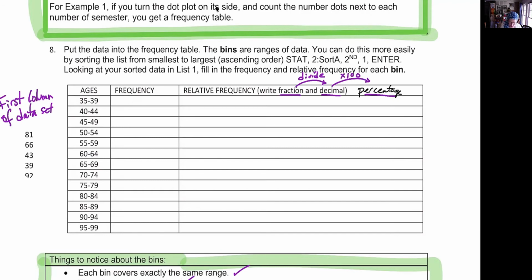Okay, so looking at this data set, I've got an 81. Don't try and find the total. Just do the hash marks and then find the total. So I got 81, I got 66, I got 43, I got 39, I got 92. I got 53, 88, 54. Okay, and we just keep doing that for all 50 things.